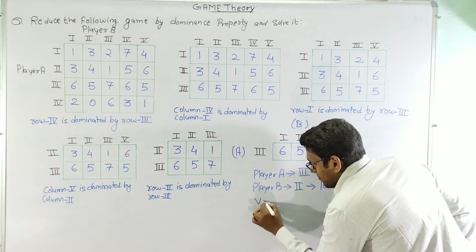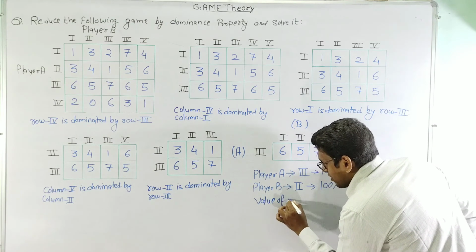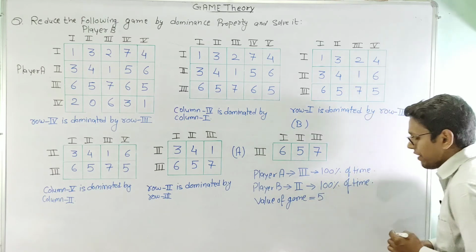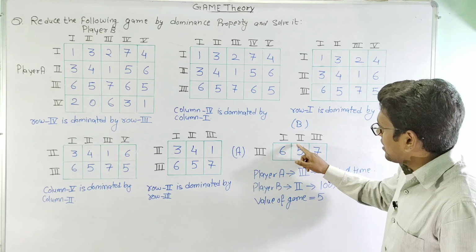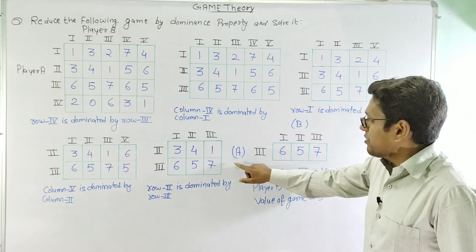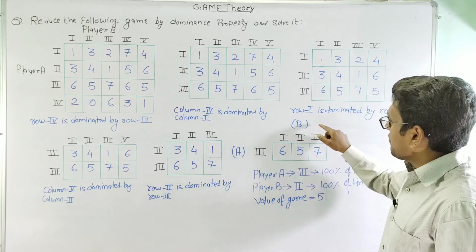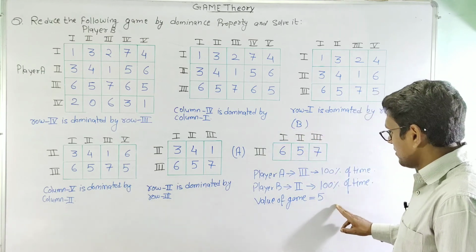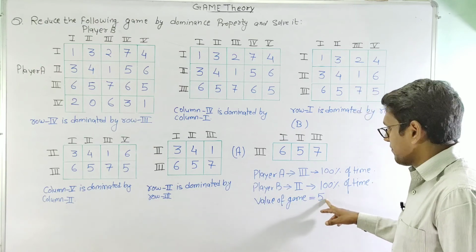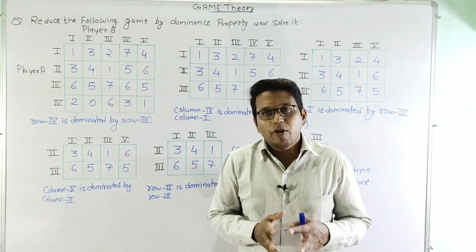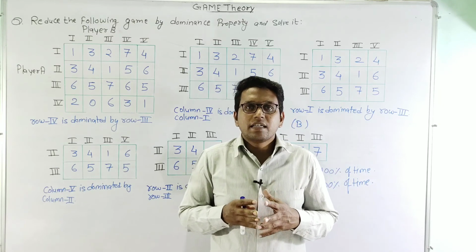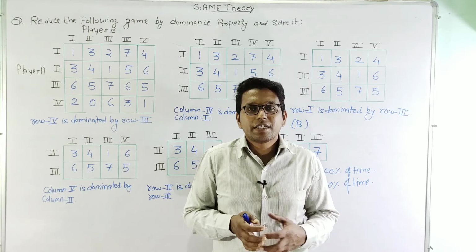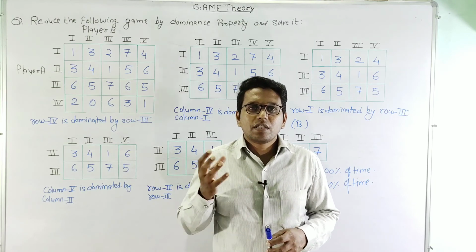So the value of game here is given as equal to 5, because 5 is the gain available for 100% of time, and 5 is the minimum loss to B 100% of time. So the value of game is given by 5. So from this problem it has been clear that a pure strategy, or we can say a game with a saddle point, can also be solved using the dominance rule.